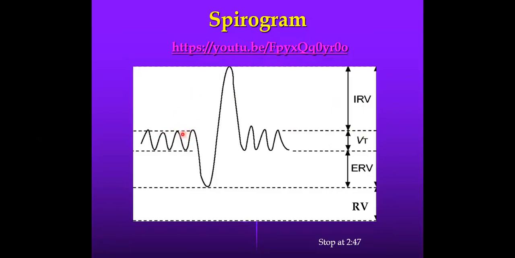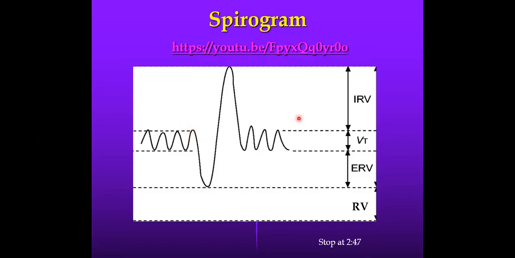See, these are all quiet in, quiet out. And if I keep on inhaling after a quiet in, that is my IRV, inspiratory reserve volume. That is all the gas that can be inhaled following a quiet inhalation.